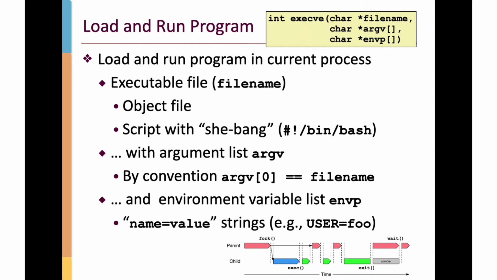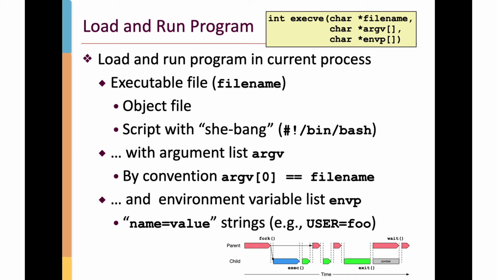The arguments that get passed here to execve are the following. First of all, the name of the executable file, so that's the file name parameter, and it's just going to be a file that the kernel can go find out on disk. It could be, for example, an object file, an executable that's compiled code. It could be some sort of a script that has a shebang line as the first line that can invoke an interpreter and run that.